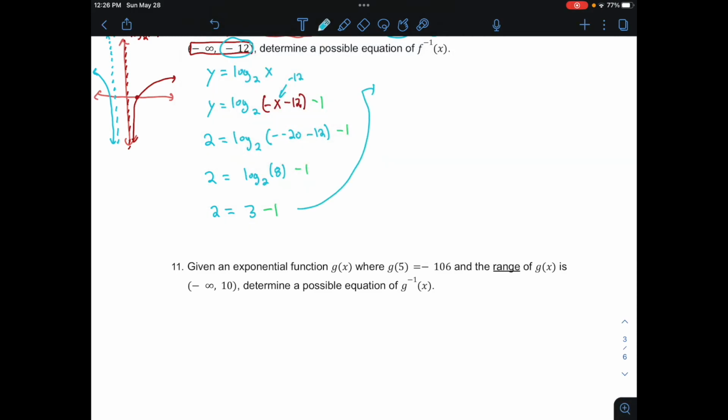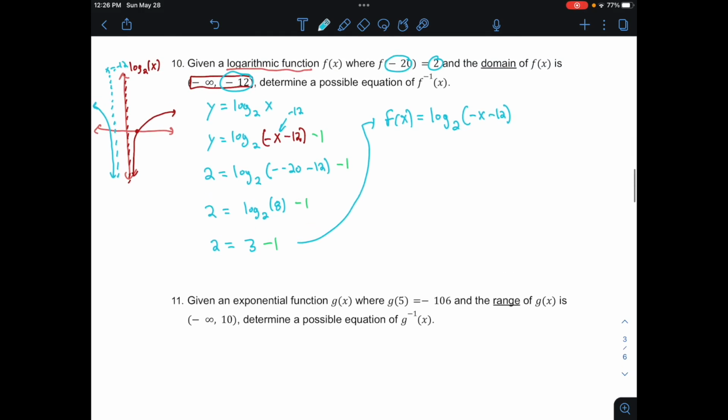So that means f of x could be equal to log base 2 of negative x minus 12, minus 1. The problem is asking us to determine a possible equation of f inverse x. So let's find the inverse of that. Switch x and y, so I would get x equals log base 2 of negative y minus 12, minus 1. x plus 1 equals log base 2 of negative y minus 12.